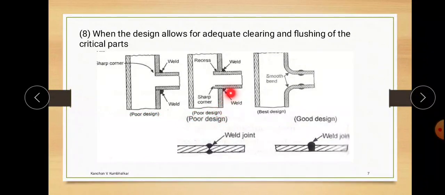Next one, in this case there is again a sharp corner. Suppose liquid is flowing through this area, there is a greater possibility of accumulation of solid here and here.